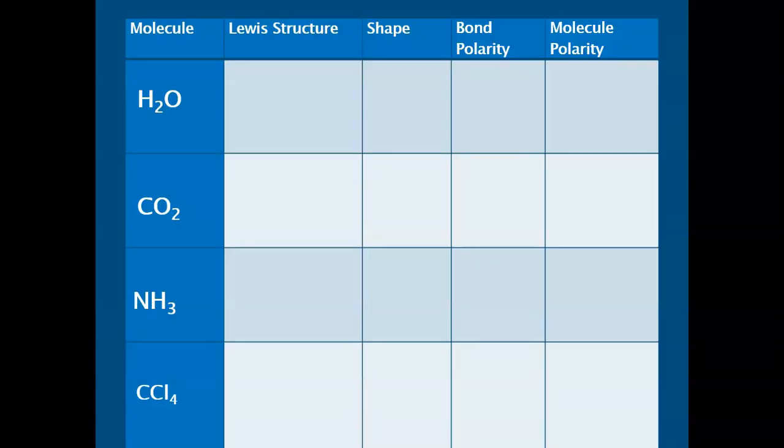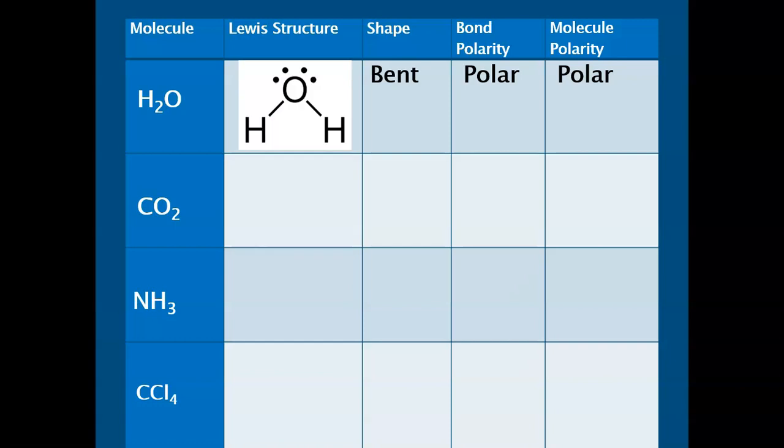All right, so just to summarize this, take a moment and pause and try to draw these Lewis dot structures and see if you can identify their shape, bond polarity, and molecule polarity. We'll do water together. So this is water's Lewis dot structure, and we know the shape is bent because water has 2 bonds around the central atom and 2 lone pairs. The bonds are polar because they're bonds between 2 different atoms with different electronegativities. And the molecule itself is also polar because those dipole moments do not cancel out.